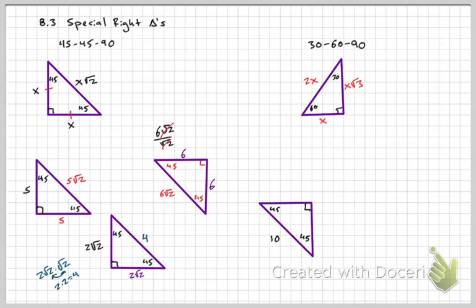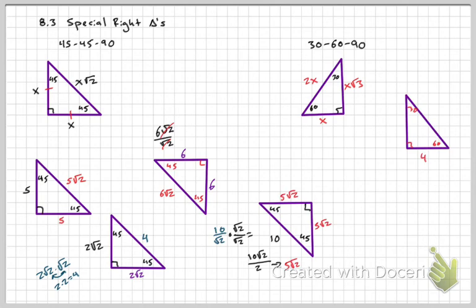So again, you have your 45, 45, 90, which is x rad 2. You have your 30, 60, 90, where the 60 leg is x, the 30 leg is x rad 3, and the hypotenuse is double the 60 leg, or 2x. And I'll show you what I mean by if you're not given the 60 leg first, that's the one you want to find. So let's look at this problem right here.